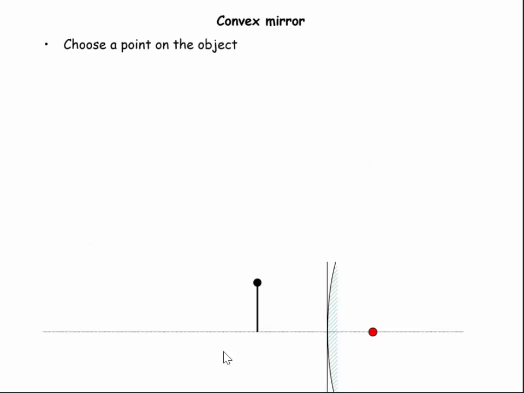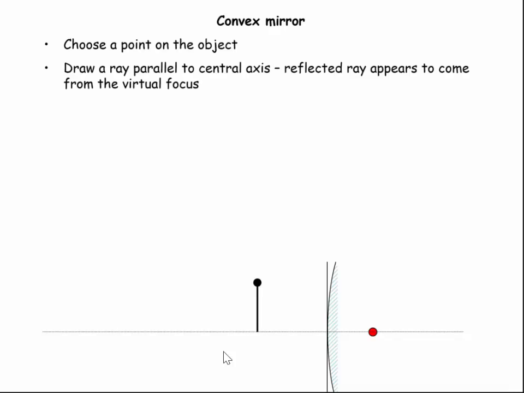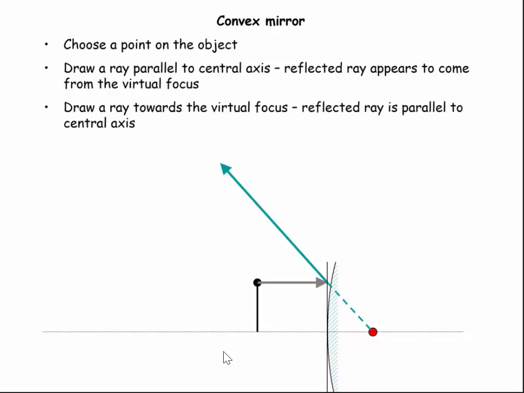So, drawing ray diagrams for a convex mirror. You choose a point on the object, usually the top again. You draw a ray which is parallel to the central axis, and that reflected ray reflects as if it were coming from the virtual focus. Now remember, all of this can be traced back to the law of reflection. It's just a simple way of drawing these rays.